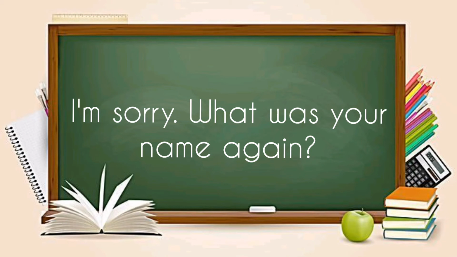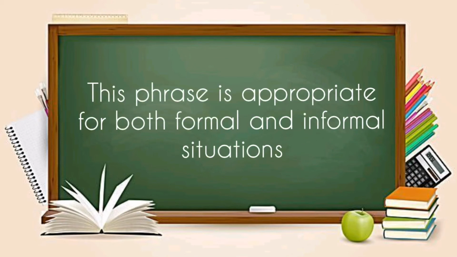Finally, we add "again" to the end. This is another hint that tells the other person that you remember learning his or her name before, but you can't just recall it right now. "I'm sorry, what was your name again?" This phrase is appropriate for both formal and informal situations.